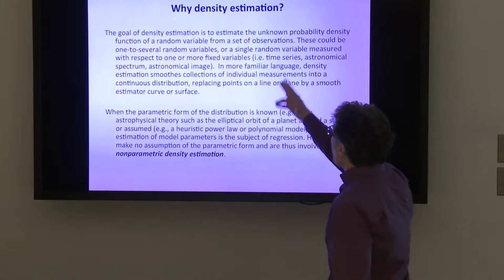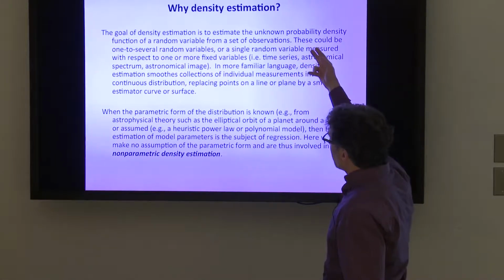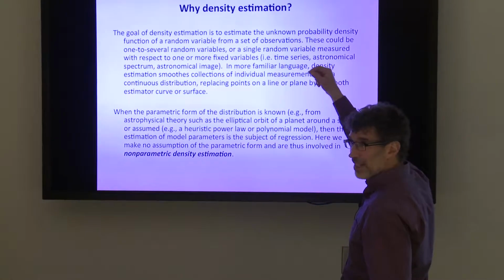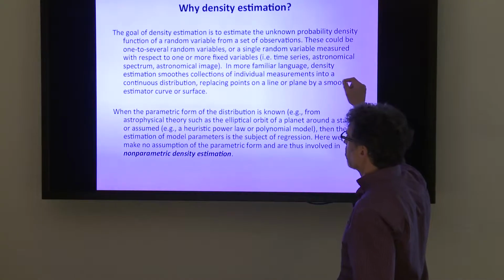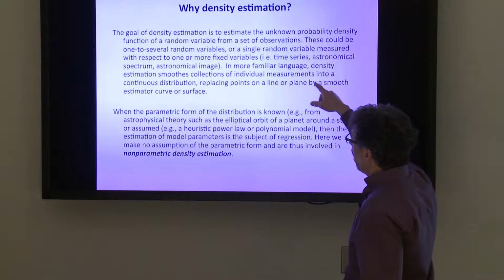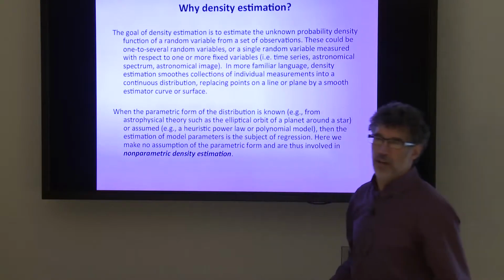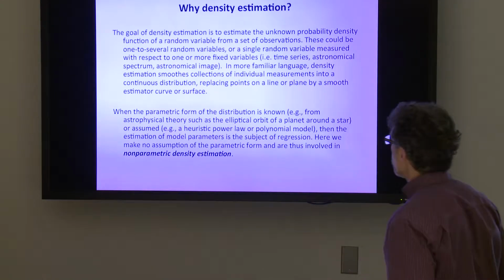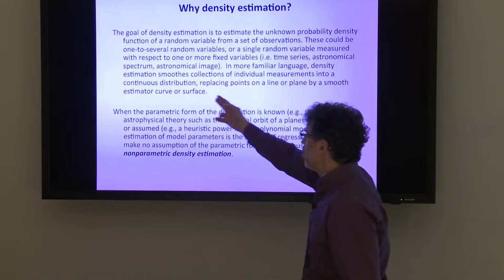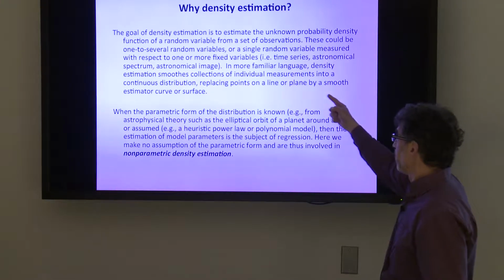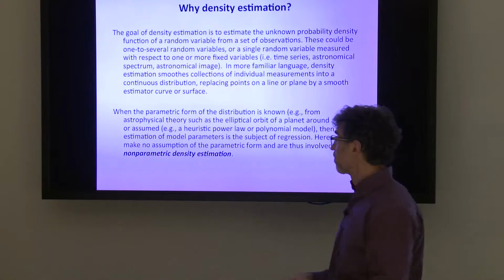So in more familiar language, this density estimation, which is going from individual points to a smooth curve, is smoothing. That's what astronomers and physicists call it. It smooths collections of individual measurements into a continuous distribution, replacing points on a line or a plane by a smooth curve or surface.